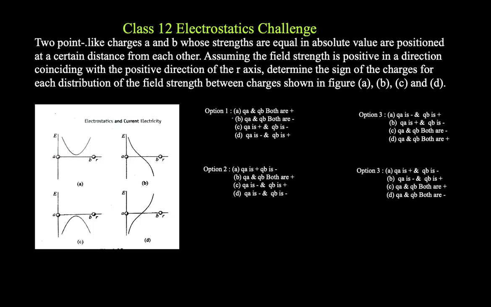So the question is: two point-like charges A and B whose strengths are equal in absolute value are positioned at a certain distance from each other. Assuming the field strength is positive in a direction coinciding with the positive direction of the r-axis, determine the sign of the charge for each distribution of the field strength between the charges shown in figures A, B, C and D. So here 4 options are given.